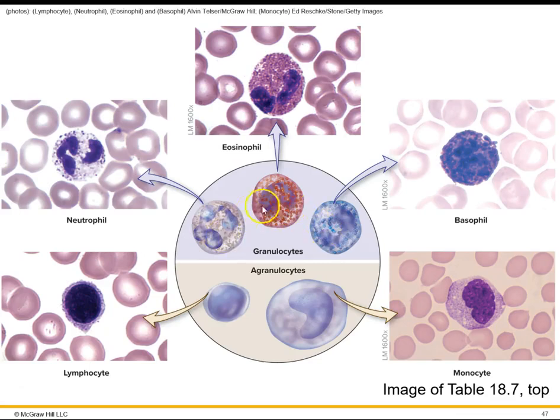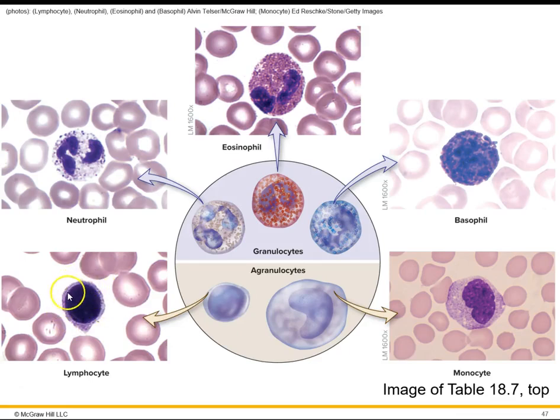Okay, here's the granulocytes. You can see the neutrophil, the eosinophil, the basophil. You can see prominent granules, prominent all throughout the cytoplasm. Compare that to the agranulocytes, your lymphocytes and your monocytes. Lymphocytes, you really cannot see granules.